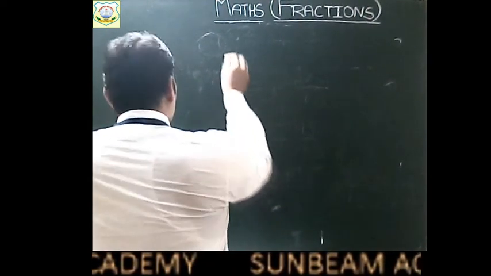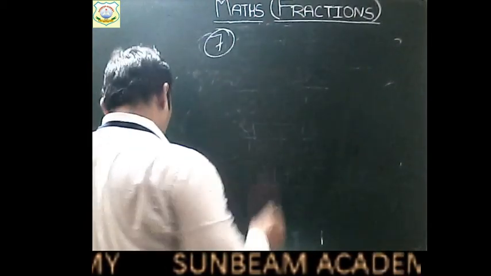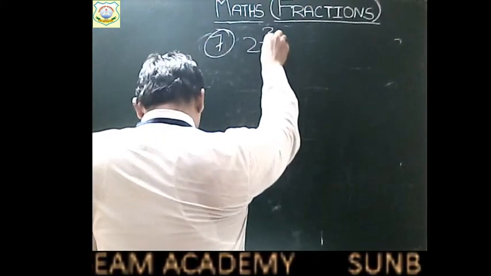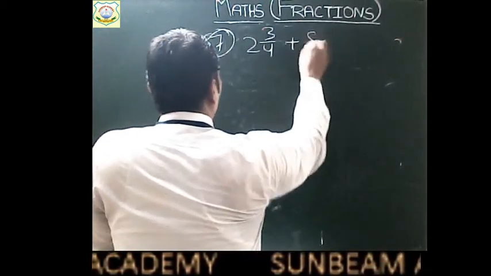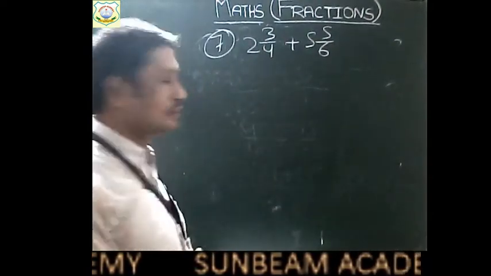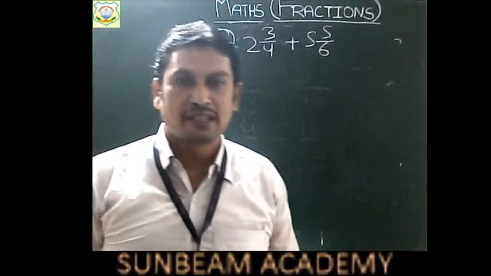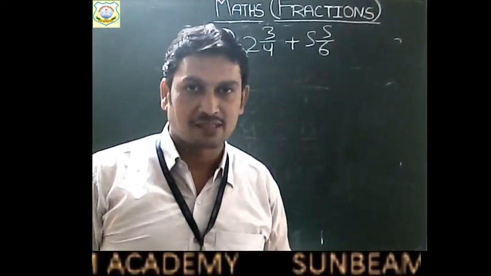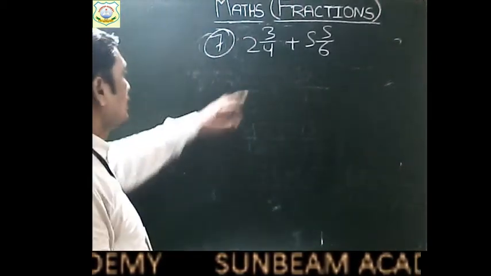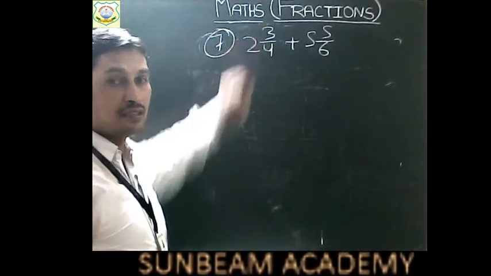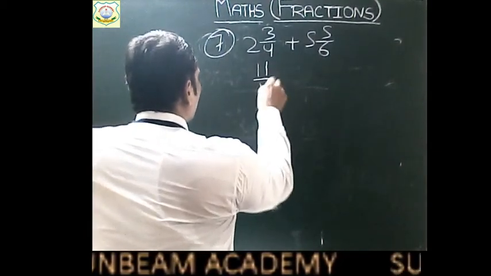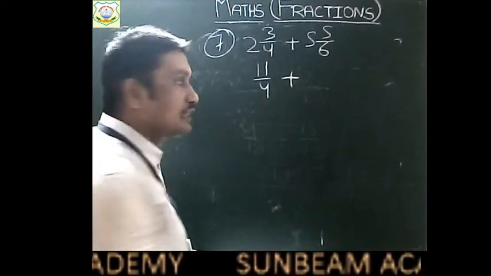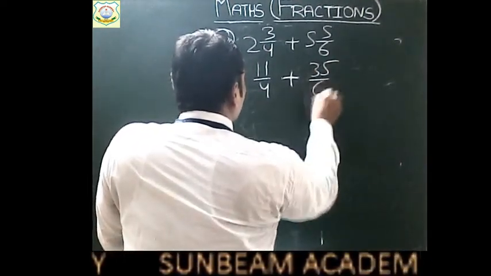Suppose I am solving question number 7. Children, solve question number 5 and 6 by yourself. In 7, the question is 2 whole 3 by 4 plus 5 whole 5 by 6. Right? So what we will do children? Firstly we will convert the mixed fractions into improper fractions. Okay? So convert this children. 4 2s are 8, 8 plus 3, 11. It will become 11 by 4 plus 6 5s are 30 and 30 plus 5 will give 35 by 6.